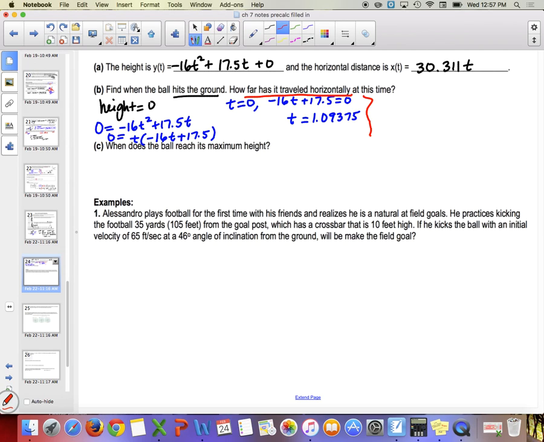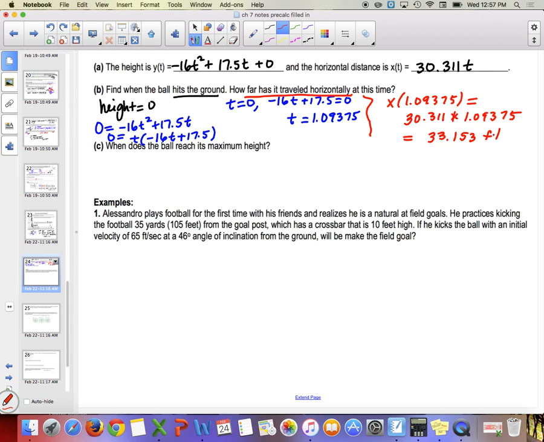We don't use that vertical equation anymore, yeah? We don't set it equal to 30.311, but we plug the t into the 30.311 t. So we have the t, and we plug it in. We're finding x at 1.09375. So 30.311 times 1.09375. Keep that number in your calculator and just multiply by 30.311. You could have stored your 30.311 number, which would have been a little bit better, but that's okay. So 33.153.